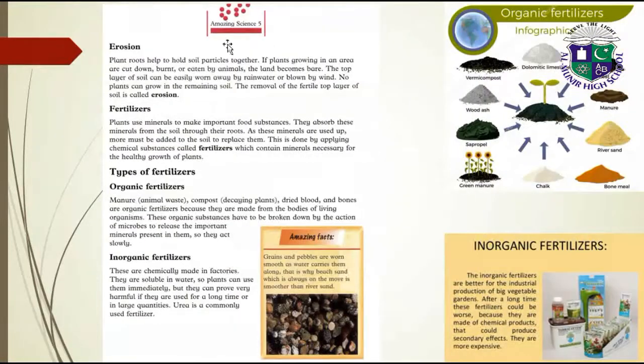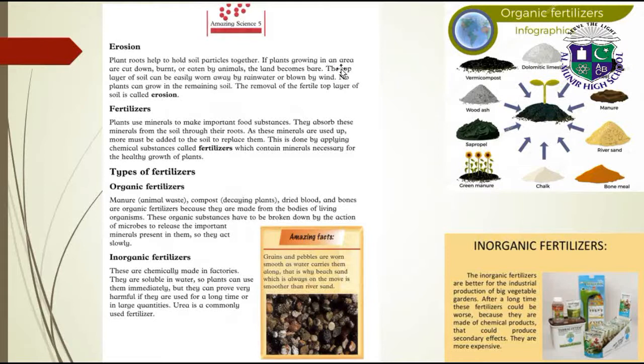In the last lesson, we covered the concepts of erosion, fertilizers and types of fertilizers. What is erosion? The removal of the fertile top layer of the soil is called erosion. If we remove the top layer, that is the fertile layer of the soil, this process is called erosion.